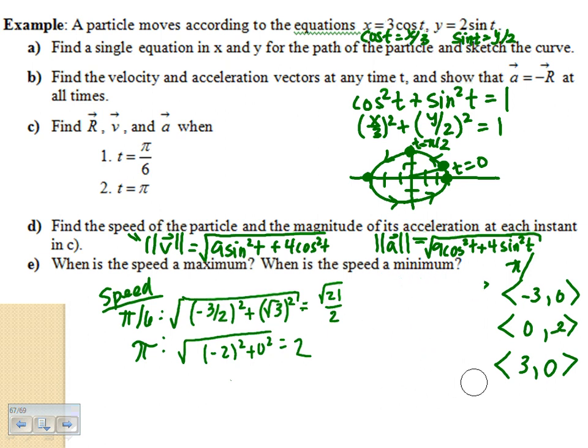Is that called anything? The magnitude of velocity? I don't know if it's called anything else. Sorry, Katie.